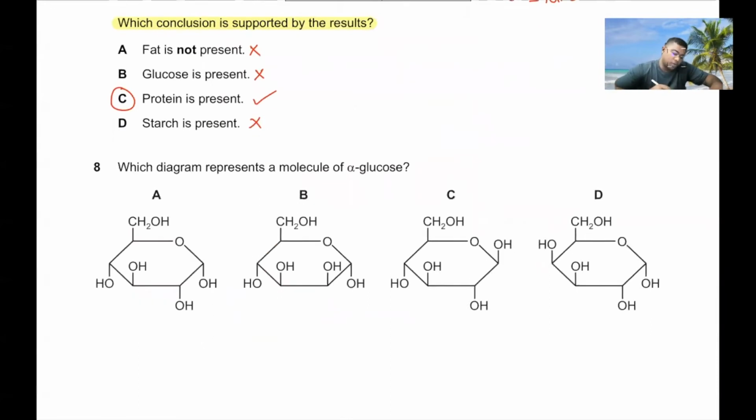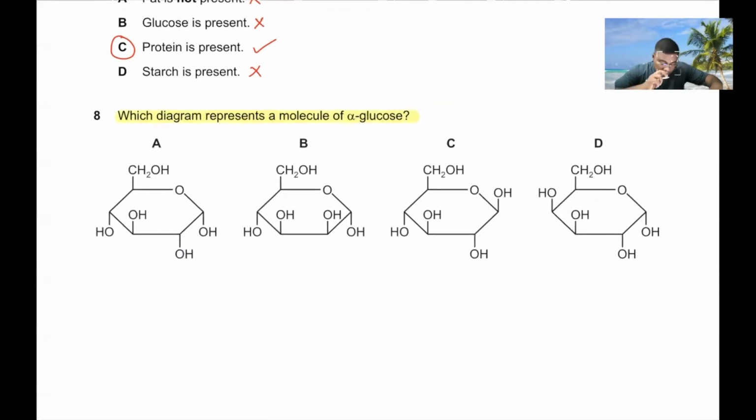Question number 8. Which diagram represents a molecule of alpha glucose? A typical molecule of alpha glucose will have the OH at the bottom on the first carbon position. In alpha glucose, in the first carbon, the OH will be at the bottom. In the fourth carbon, the OH will be at the bottom. In the second carbon, the OH will be at the bottom. In the third carbon, the OH will be at the top. So A is the correct answer.